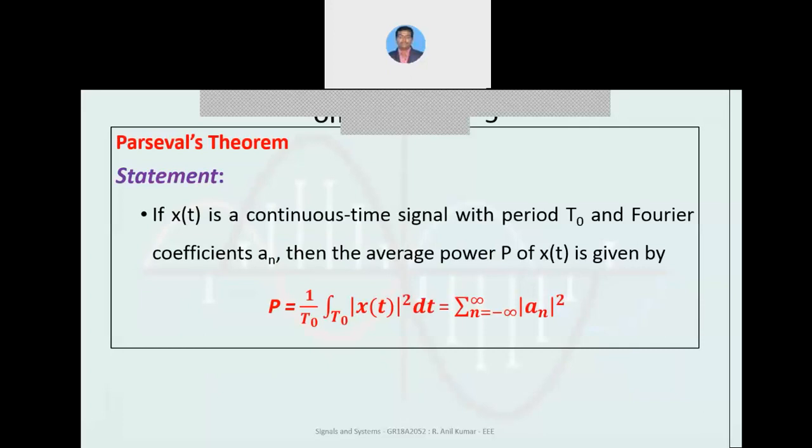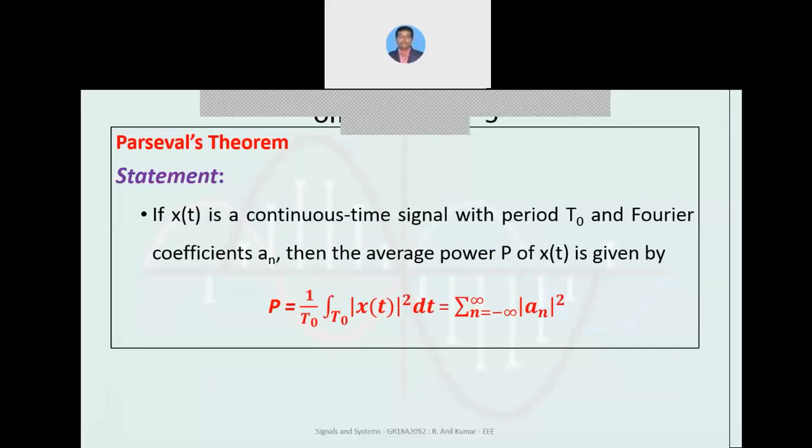So what do you mean by the statement of Parseval's? According to Parseval's, if x of t is a continuous time domain signal with t naught as time period and Fourier coefficients a n, then the average power P of x of t is given as P equals 1 by t naught integral over t naught of |x of t| whole square dt equals summation n equals minus infinity to infinity |a suffix n| square. Here x of t and a n are represented under the modulus, so only positive values. As we are considering the square term, the resultant will be positive only.